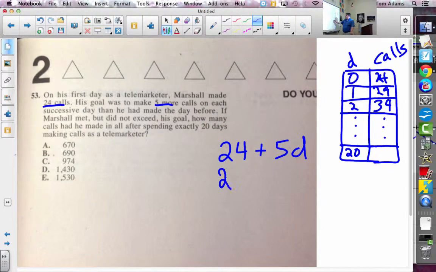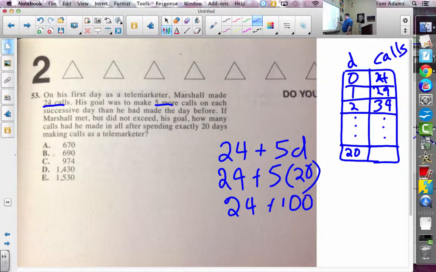So it's simple. I'm just going to say 24 plus 5 times 20. So I got 24 plus 100. 124. Is that one of the options? No, because it's 5 more than each successive day. Oh, you have to add them all up. Oh man, that's tough. So what will we add? Oh, this is a recursion one. Oh, I forgot about that. So now we've got to add them all up.